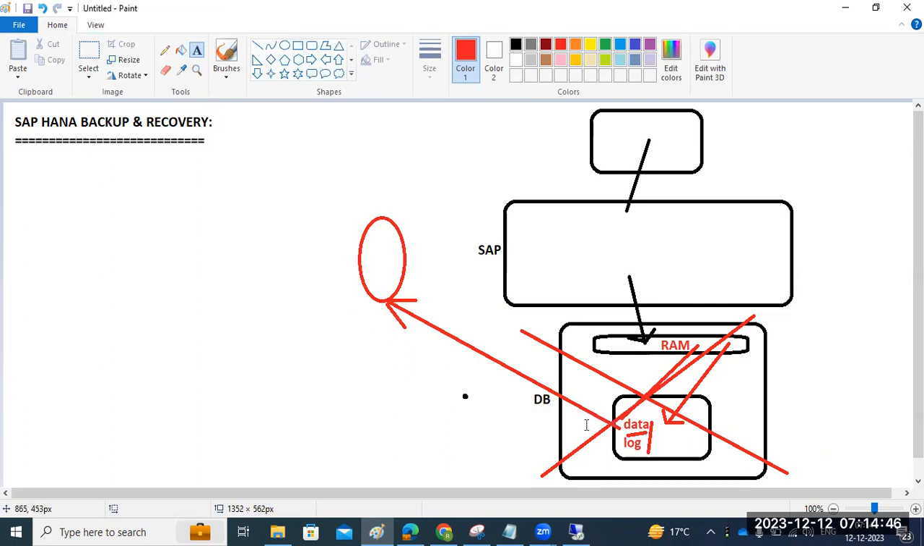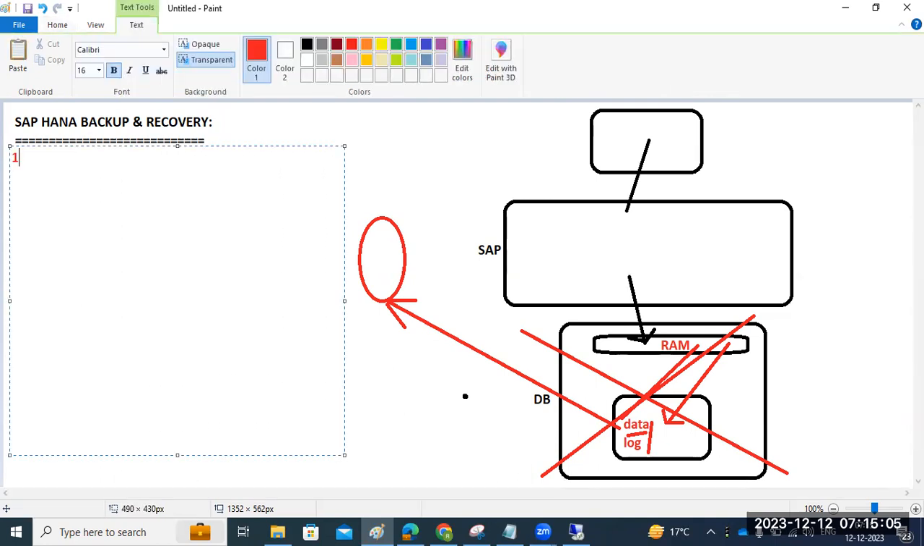That's why, daily, either at midnight, early morning or night hours, we have to take the full database backup. As soon as our business hours are completed, we can take the database backups out. So how many types of backups do we have in the system, in the HANA database especially?